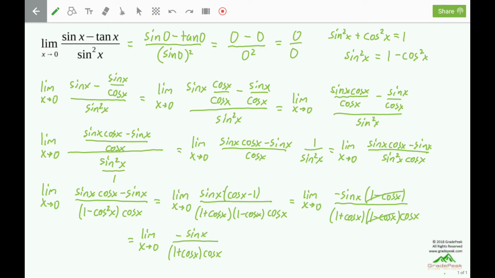And what we can do now is plug in a 0 for the remaining x's. Since we are no longer in the 0 over 0 indeterminate form, I'm getting the negative sine of 0 over 1 plus the cosine of 0 times the cosine of 0. Sine of 0 is a 0, so I have negative 0 over. Cosine of 0 is a 1, so I have 1 plus 1 times a 1. The negative of 0 is a 0. 1 plus 1 is a 2 times 1. 2 times 1 is a 2. I have 0 over 2. 0 over any non-zero number is equal to 0.